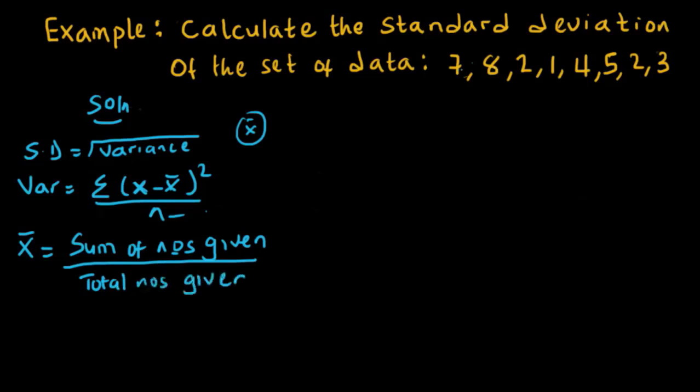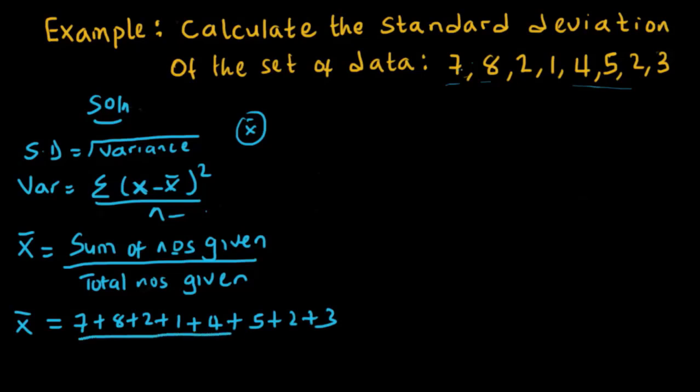Does this make sense? I hope you still remember this. So let's do this. So we have x bar equals to, so we add all these numbers given. 7 plus 8 plus 2 plus 1 plus 4 plus 5 plus 2 plus 3. Make sure you did not make any mistake. All over, how many numbers do we have? 1, 2, 3, 4, 5, 6, 7, 8.